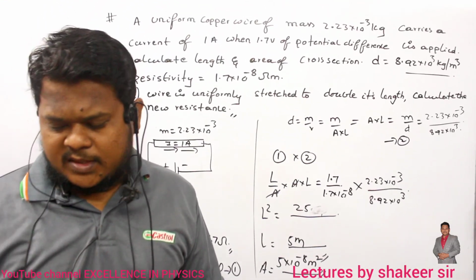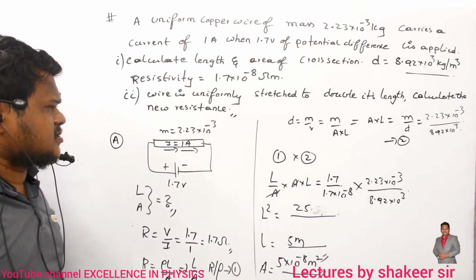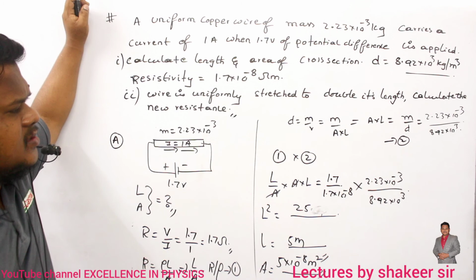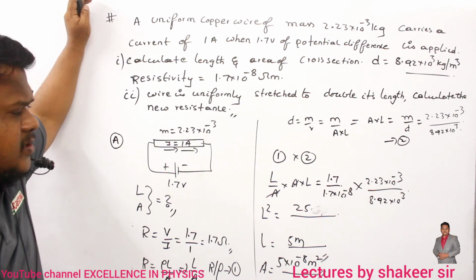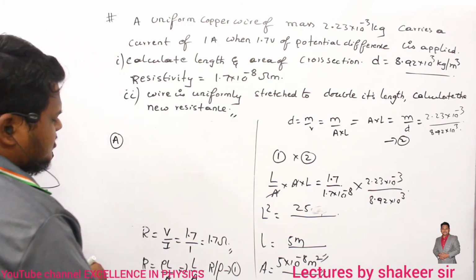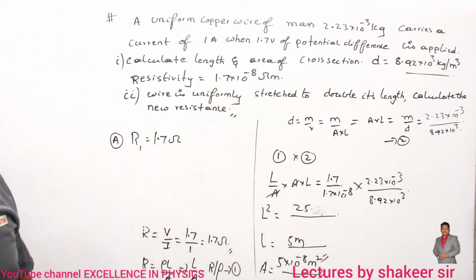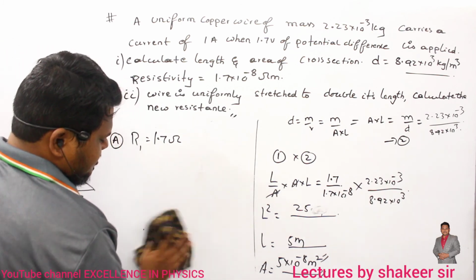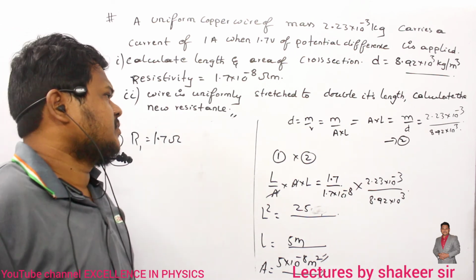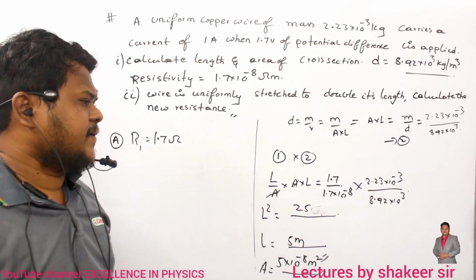So after this, he is asking a second question also. What is the second question he is asking? If the wire is uniformly stretched to double its length, then calculate the new resistance. How can I calculate this one? Can you say, anybody? Okay? What is the original resistance? Original resistance is 1.7 ohms. This is R1. R1 means original resistance. Now what he is saying is that this wire is stretched to double its length. Length is doubled. Then how can I calculate the new resistance? Any idea?